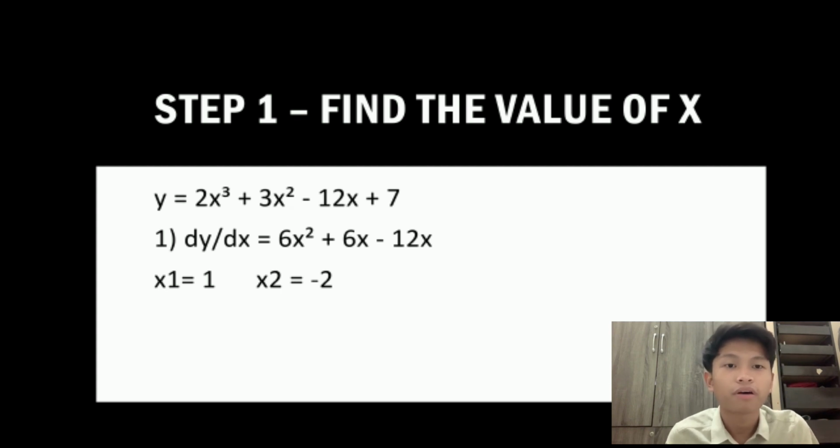To find the value of x, we must find dy/dx first. And we got dy/dx equal to 6x^2 plus 6x minus 12. And to find the value of x, we must use the calculator by using the equation mode and enter the dy/dx equation. So we got x1 equal to 1, x2 equal to negative 2. So let's move to the next step.